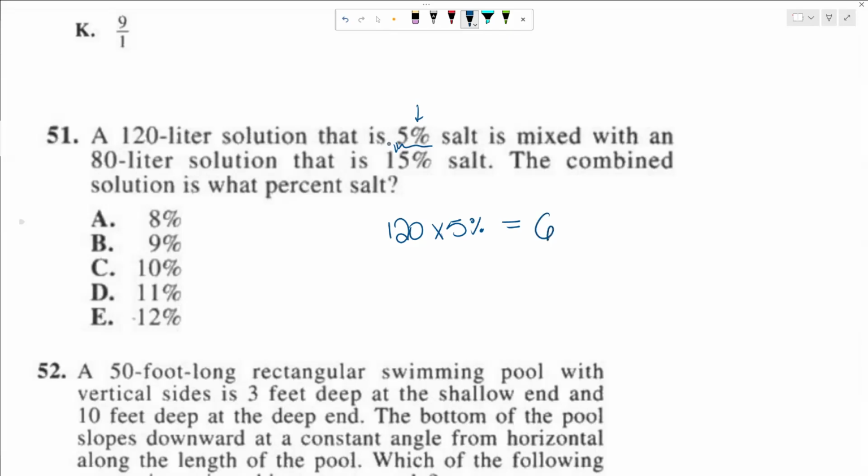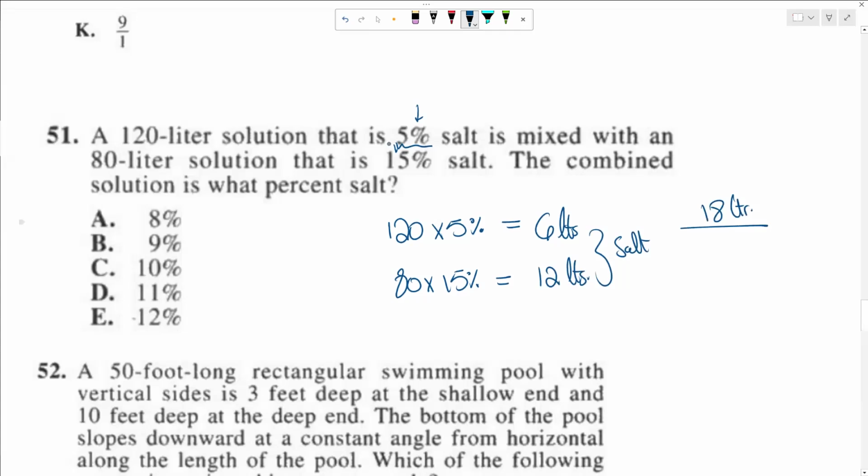Which is 6 liters of salt. And then I'll have to do 80 multiplied by the 15% to get to know how much salt is that as well. Which is 12. So that will be 18. We add the 80 plus 120, which gives 200, and 18 is 9% of 200. Yeah, exactly.